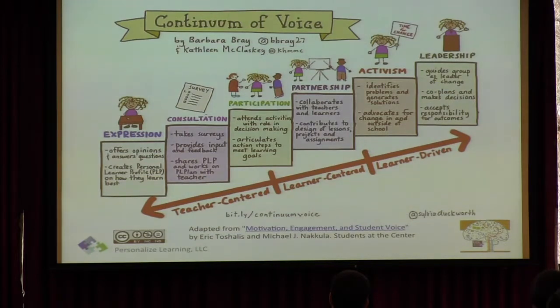This is maybe what it looked like at that point, because we were always asked, what does it look like in each level? So I have a question for you. The next stage is learner-centered. This is where kids are participating more actively. They're far more proactive learners around decision-making. They're able to articulate action steps. They collaborate with teachers and learners. They are able to contribute to the design of lessons and projects, okay?